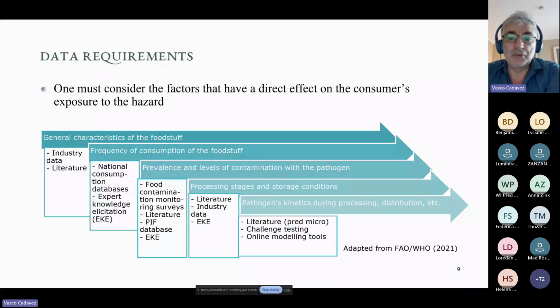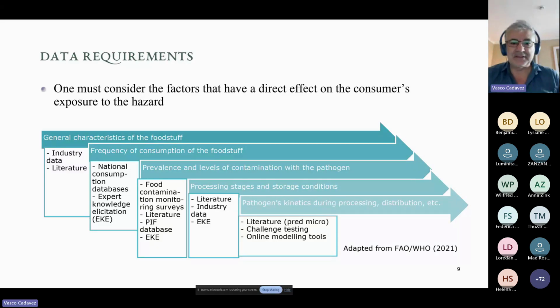You need to know the prevalence and the levels of contamination. This is also important. So, is the food contaminated? What is the prevalence? What is the level of contamination? So we go also to food contamination monitoring surveys, literature, and you can also use the PFAS database where we are storing prevalence or occurrence of microorganisms in different foods. Of course, we can do also expert elicitation.